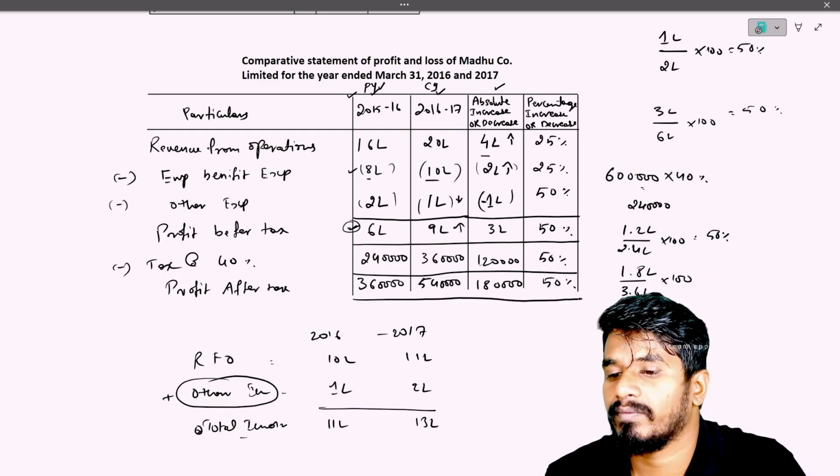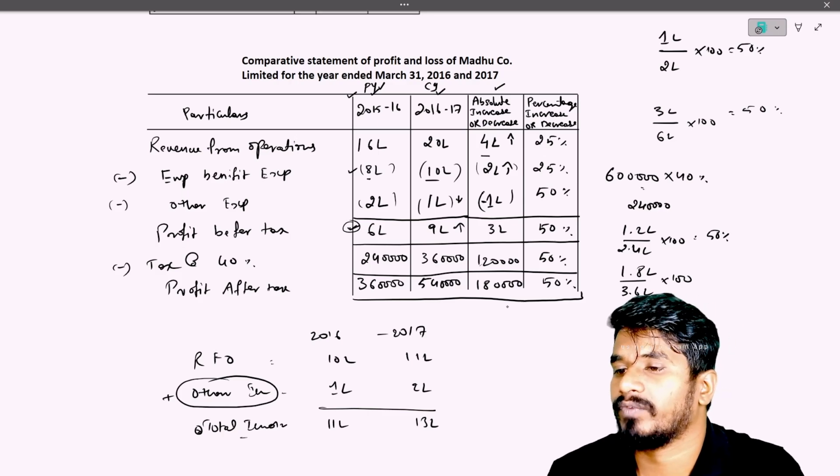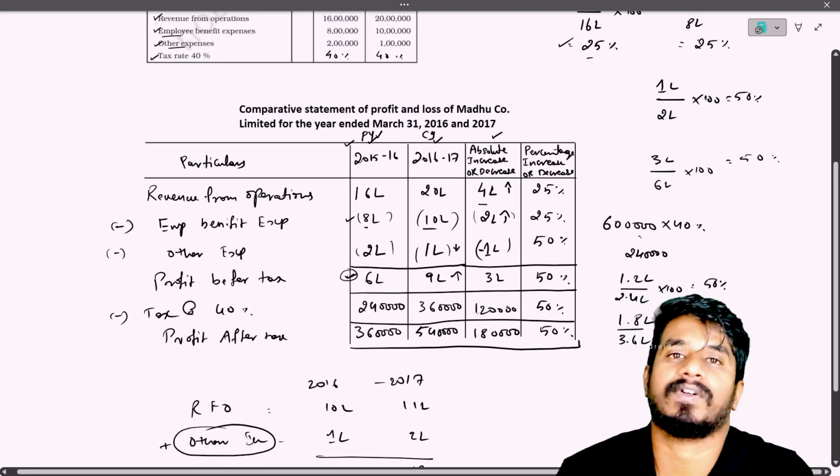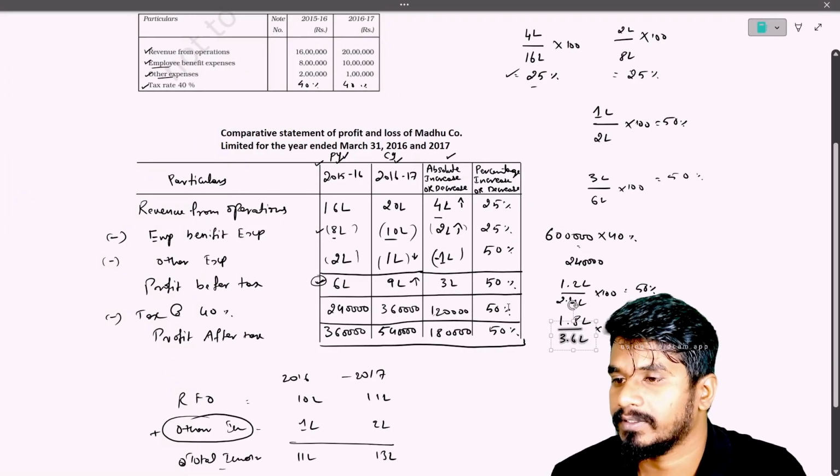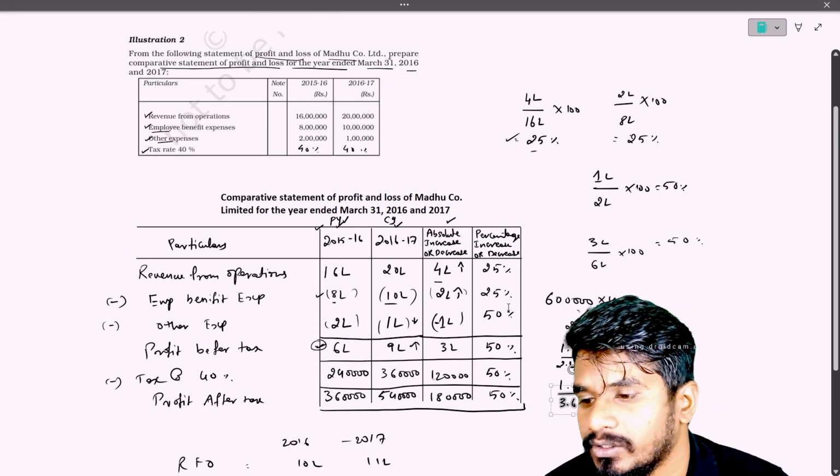So this is how we will calculate the comparative statement of profit and loss. This is the end of the video. Kindly note it down, and this is very important and very easy also.